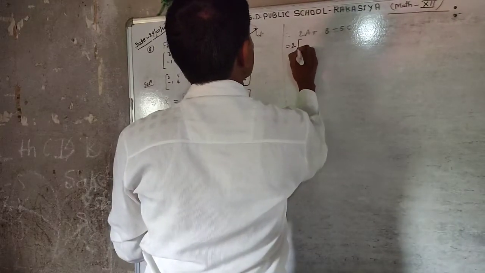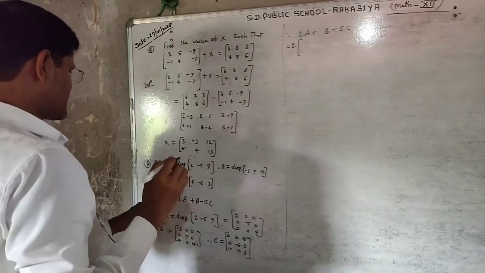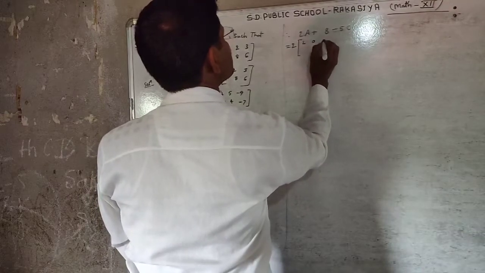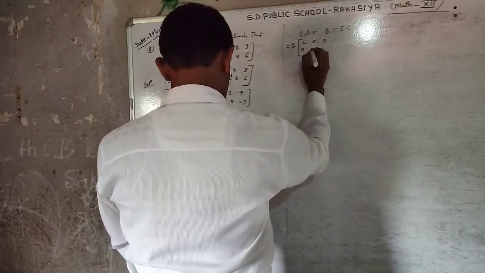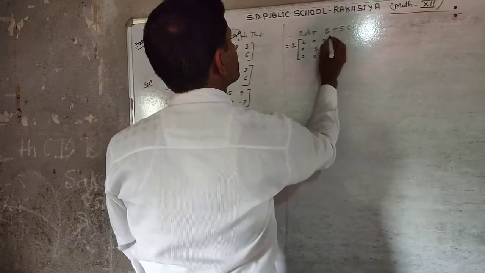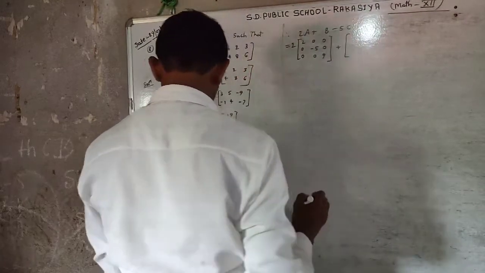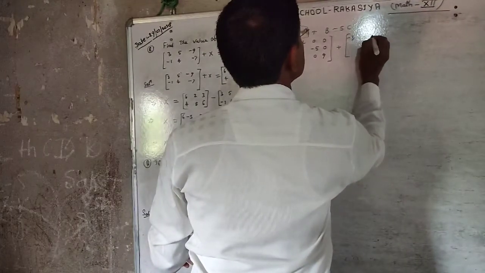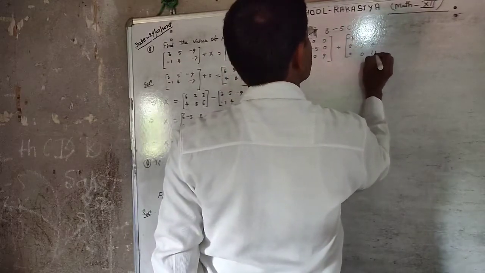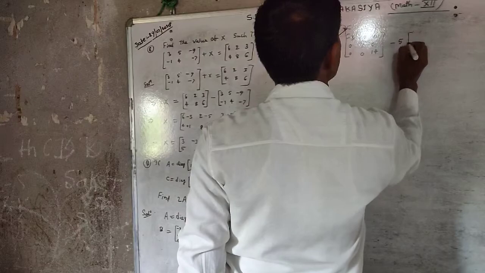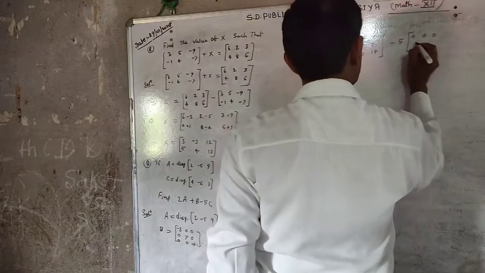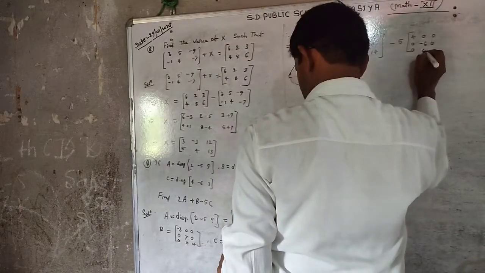We can write the scalar product of matrix A by 2, where A is equal to [2 0 0; 0 minus 5 0; 0 0 9], plus matrix B, which is equal to [minus 3 0 0; 0 7 0; 0 0 14], minus 5 into matrix C, and matrix C is [4 0 0; 0 minus 6 0; 0 0 3].